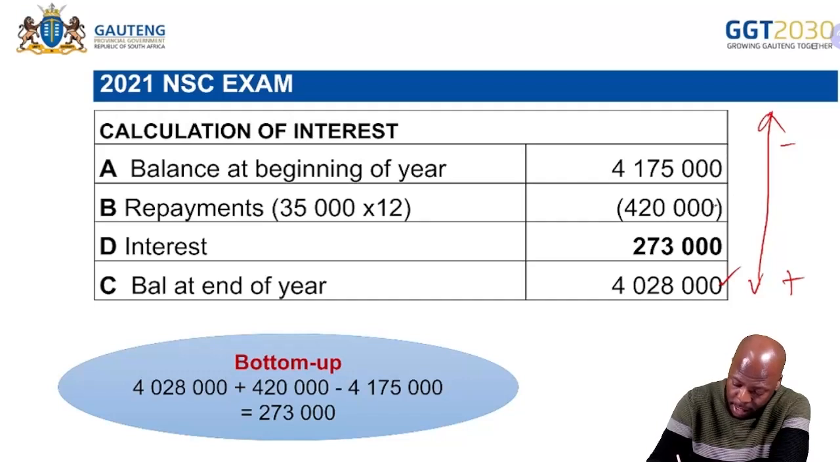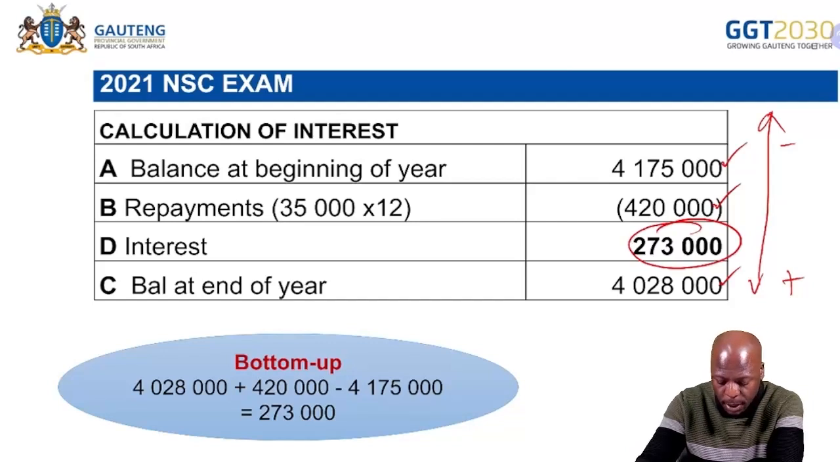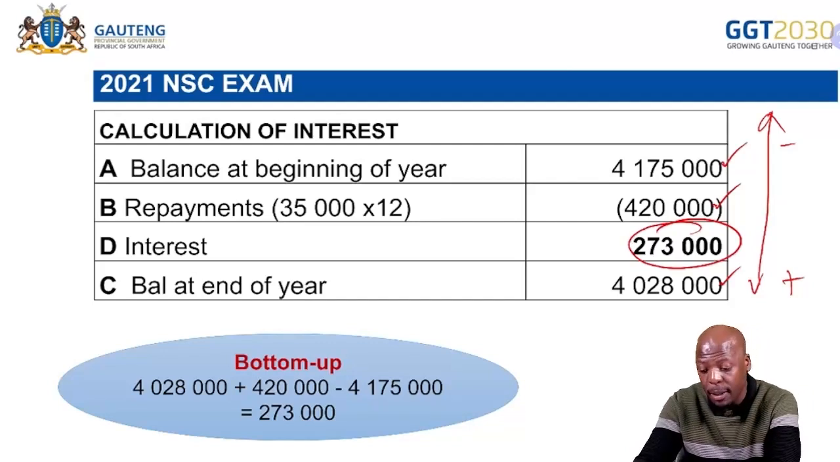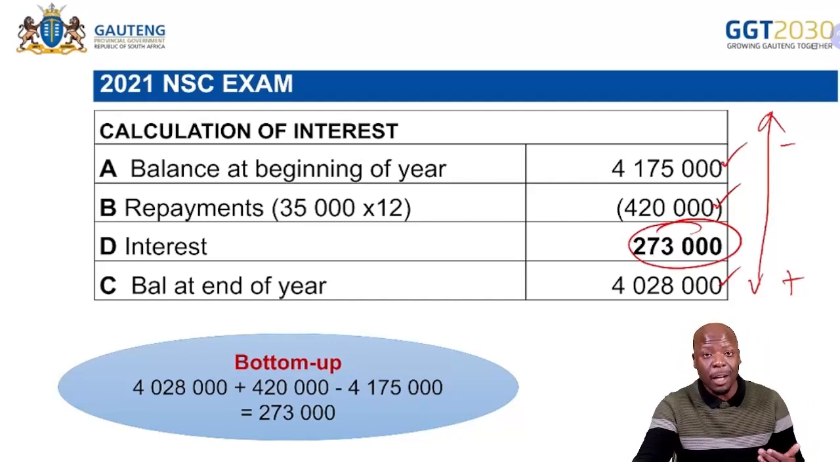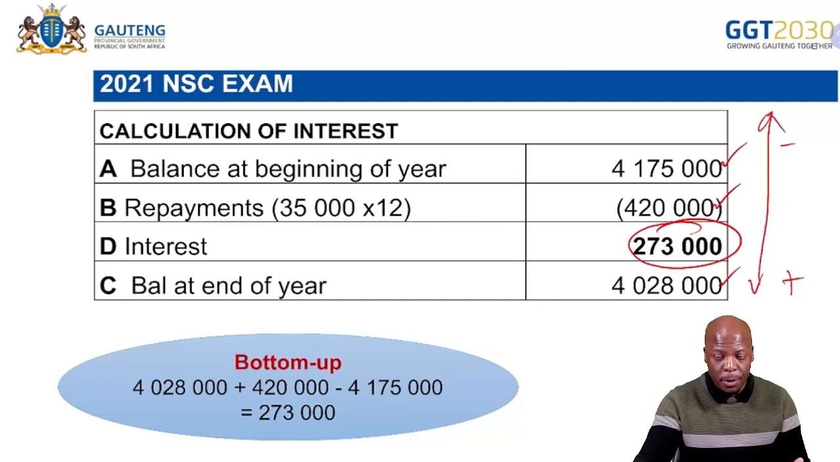So it's a minus, plus 420. Then you say minus 4,175. That is how you get your 273. That is using your bottom-up method. Both methods are very correct. It depends which one suits you better. But I want to encourage you to stick to one method. You polish it up so that when the exam comes, you know one method which makes your life very easy.